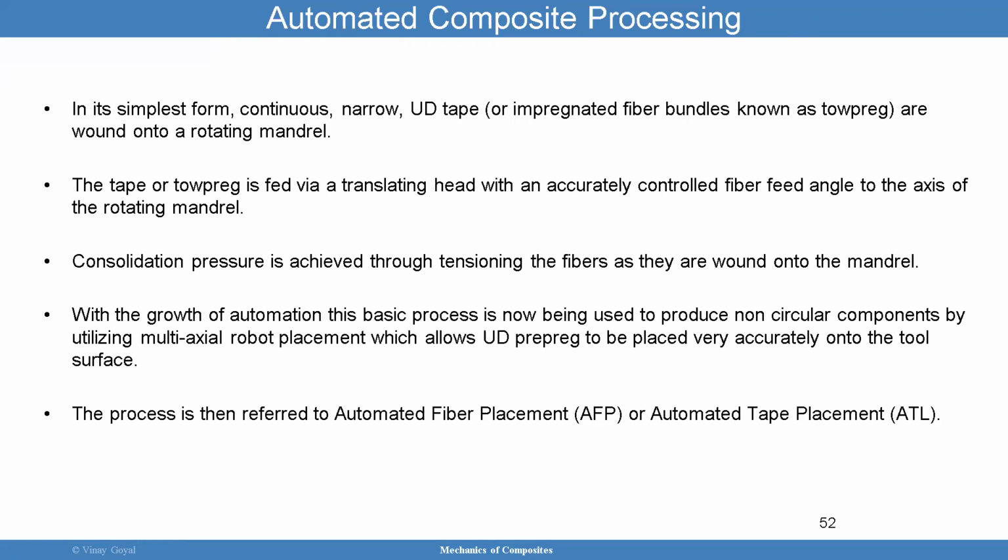Consolidation pressure is achieved through tensioning the fibers as they are wound onto the mandrel. And with the growth of automation, this basic process is now being used to produce very complex components that are not necessarily circular, and that utilizes multi-axial robot placement, which allows for unidirectional prepreg to be placed very accurately onto the tool surface. The process is then referred to as automated fiber placement or automated tape placement.